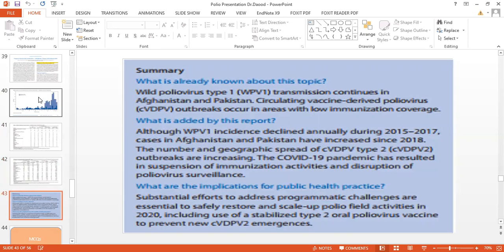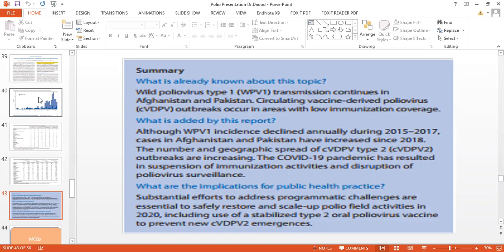Here is the summary of what we have seen so far. Wild poliovirus type 1 transmission continues in Afghanistan and Pakistan. Circulating vaccine-derived poliovirus outbreaks occur in areas where there is low immunization coverage. Although wild poliovirus type 1 incidence declined annually during 2015 to 17, cases in Afghanistan and Pakistan have increased since 2018, and the geographical spread of circulating vaccine-derived poliovirus type 2 outbreaks is increasing. The COVID-19 pandemic has resulted in suspension of immunization activities and disturbance of polio surveillance.